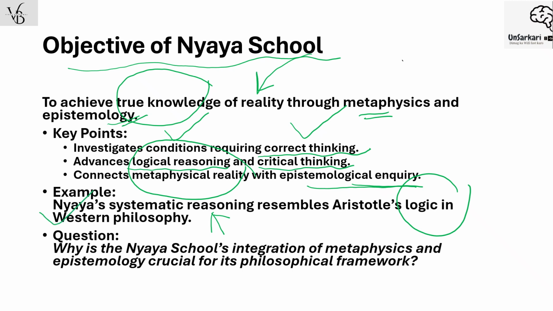So my question to you is, why is Nyaya school's integration of metaphysics and epistemology crucial? Why is it not taking up only religious ideas? Why is it not taking up only rational ideas? Why is it mixing both of them? Why do you think it is so crucial for the philosophical framework here? What kind of impact is it making? It is making an impact in understanding the Indian way of life, Indian civilization, and also the goals of human beings.